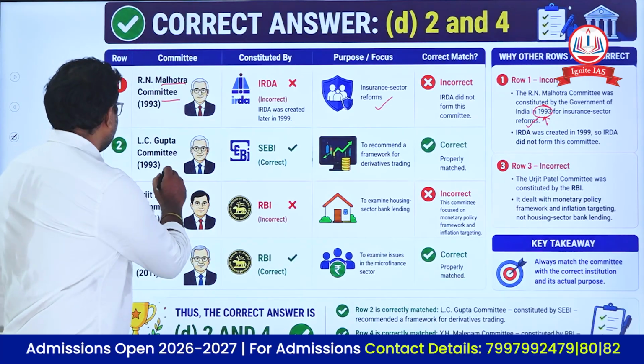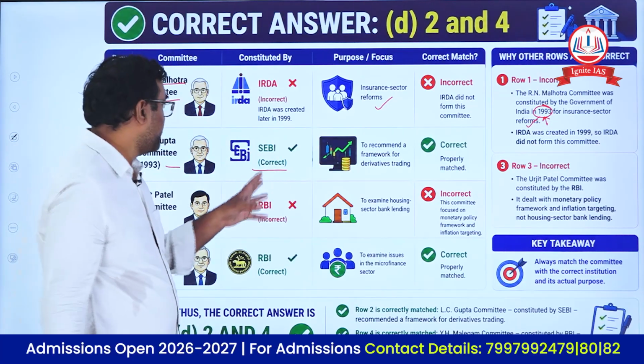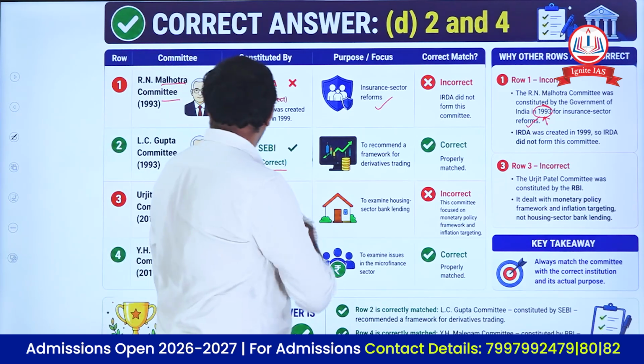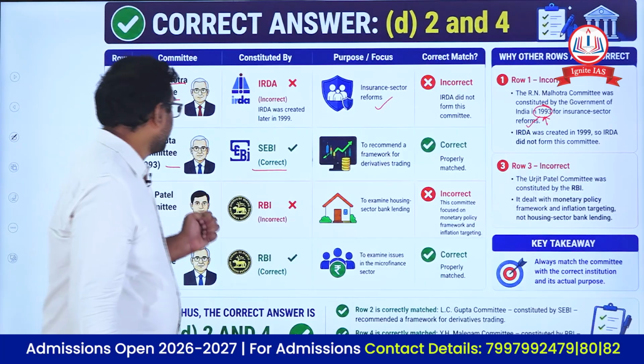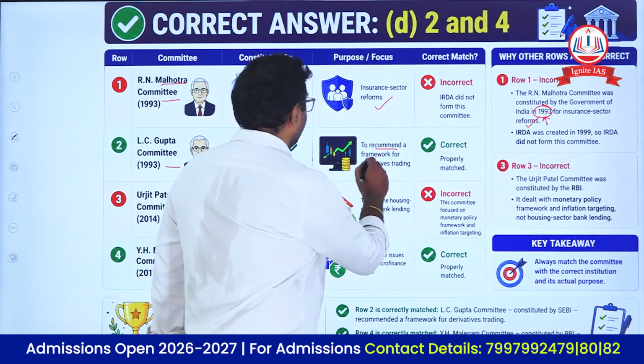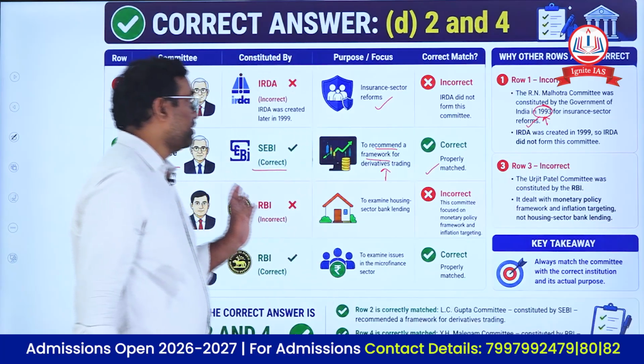Next is the L.C. Gupta Committee. SEBI was established based on the recommendations of the L.C. Gupta Committee, which at the same time recommended a framework for derivative trading. So the second statement is correct.